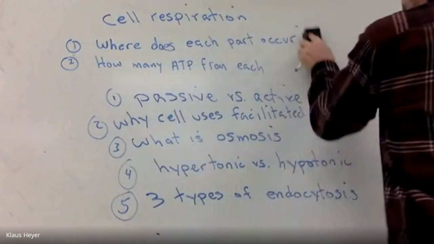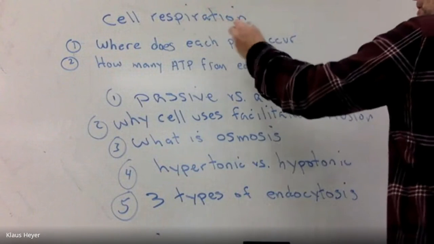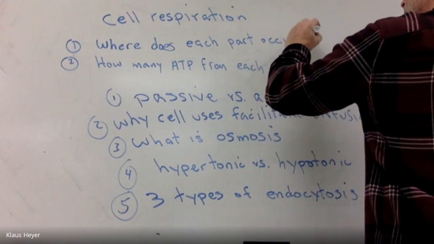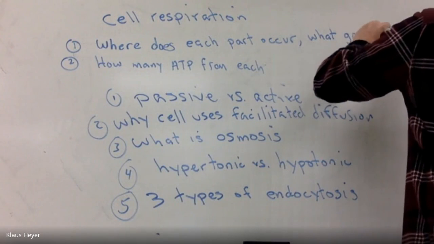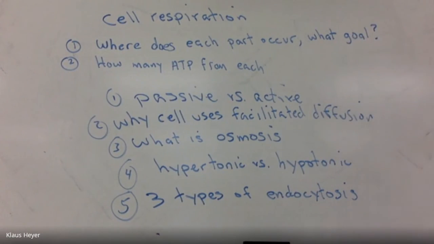Where does each part occur? And what's the goal? Like, what are you trying to get out of glycolysis? What's the purpose of it? What's the purpose of the Krebs cycle? What's the purpose of the electron transport chain? There's no strict wording to these answers.